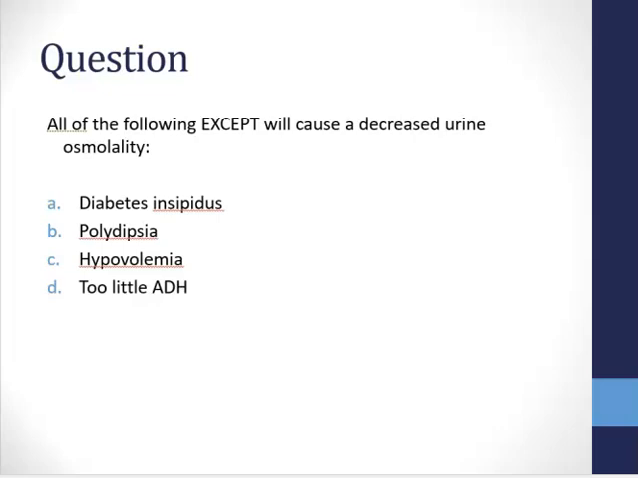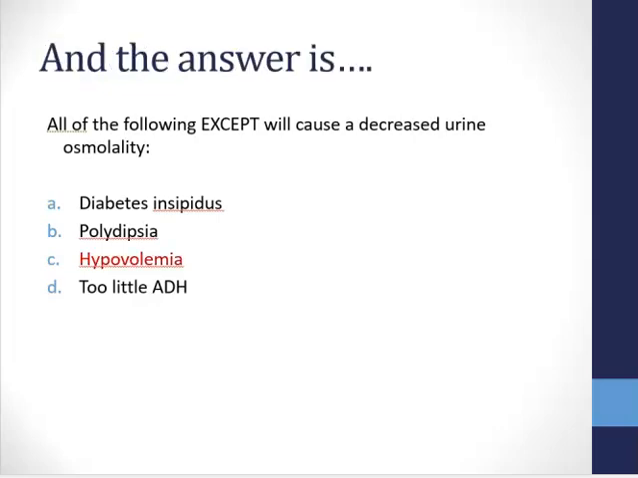So here's just a review question on the information we've learned so far. All the following except will cause decreased urine osmolality. Is it diabetes insipidus, polydipsia, hypovolemia, or too little ADH? Pause the video, try to answer it on your own before you go on and get the correct answer. The correct answer is C, hypovolemia.